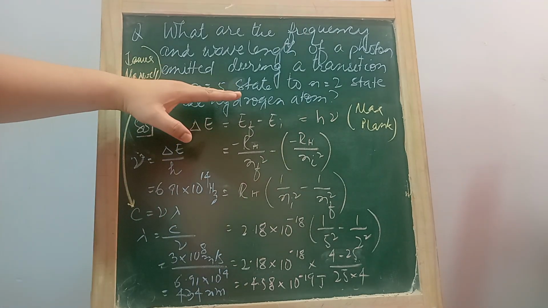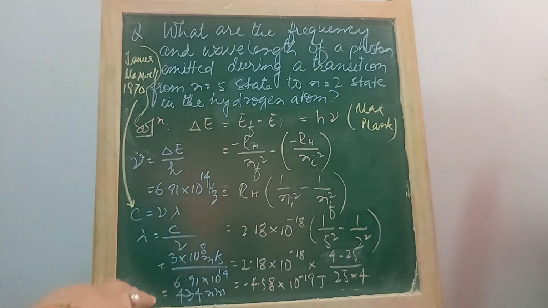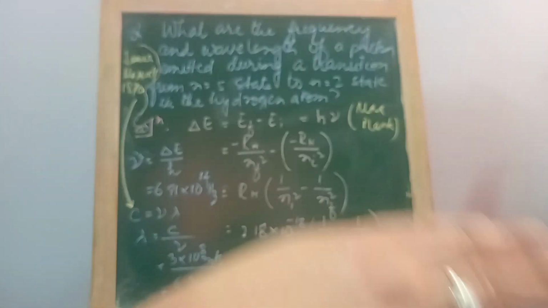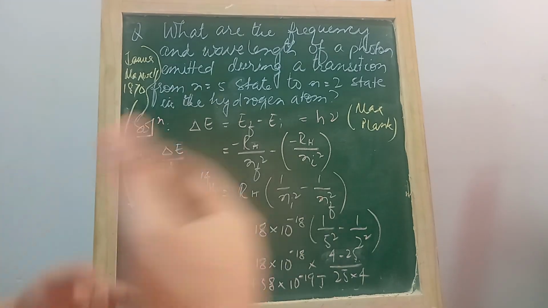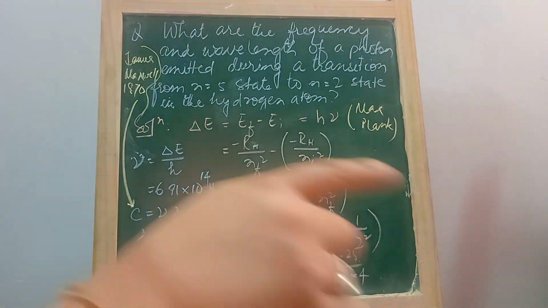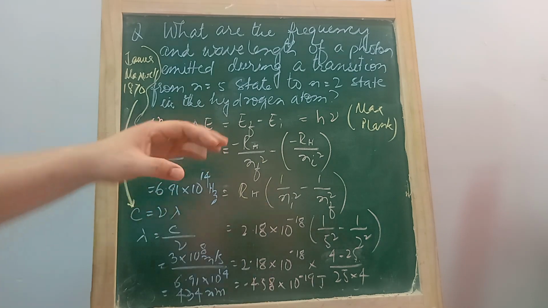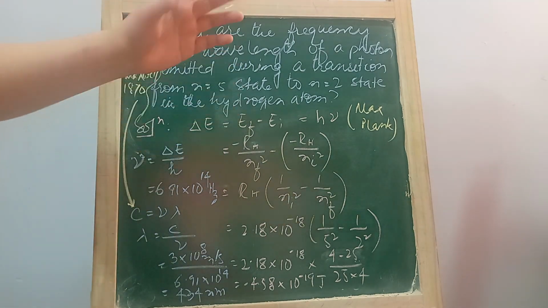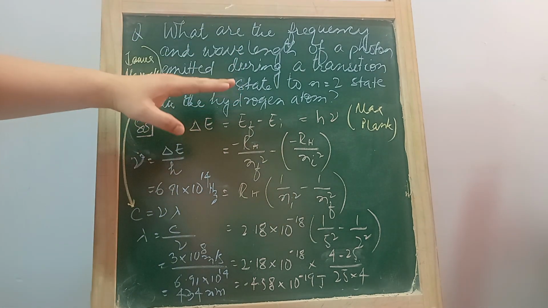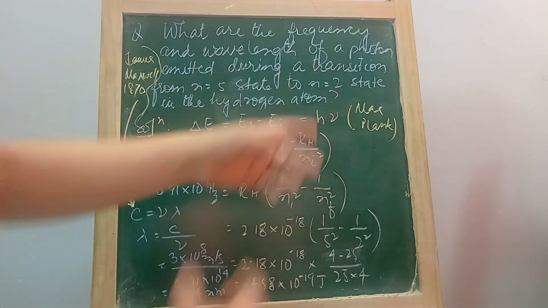when it was in the n equal to 5 state. So when it comes back to the n equal to 2 state, it will have less energy. The excess energy will be emitted in the form of electromagnetic radiation. We need to find out the frequency and the corresponding wavelength of that electromagnetic radiation. So there is a difference between the principal quantum number n equal to 5 and the principal quantum number n equal to 2. There is a difference in energy.